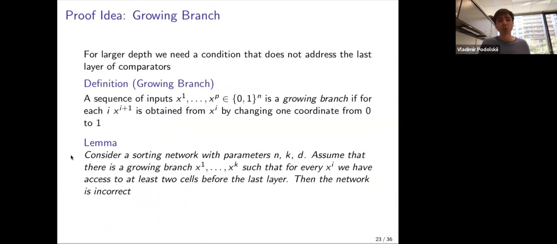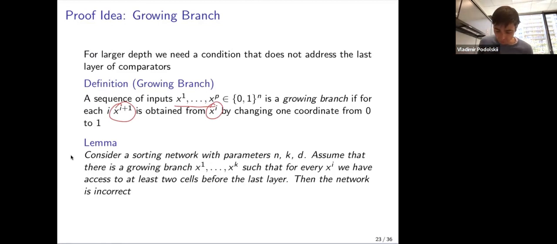And we will need a notion of a growing branch. A growing branch is a sequence of inputs, x1 and so on, xp. p is the length of the branch. And the sequence is the following. Each next xi+1 is obtained from xi by changing one coordinate from 0 to 1.